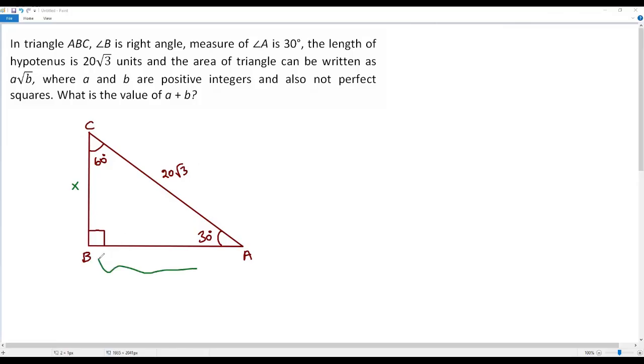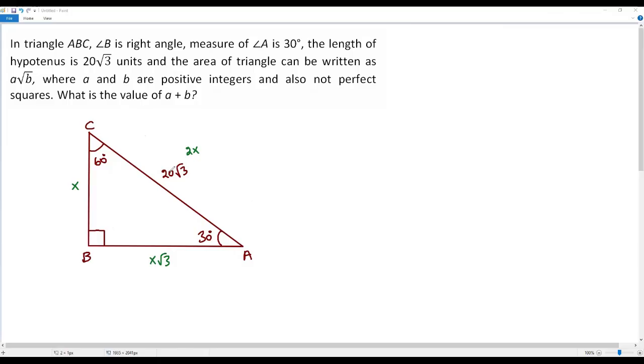Now to get the length of the leg AB, which is opposite to the interior angle 60 degrees, we need to multiply the length of the shortest leg x by square root of 3. So x times square root of 3 is the length of the leg AB, which is opposite to the 60 degrees interior angle. Now, to get the length of the hypotenuse, we have to multiply the length of the shortest leg x by 2, then we get 2x as the length of the hypotenuse. We always have to remember this, x times square root of 3 and 2x.